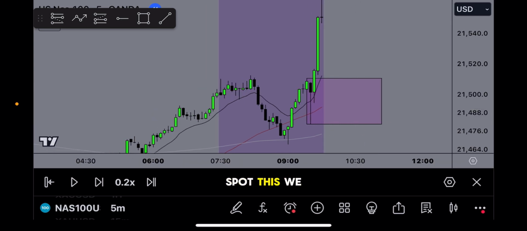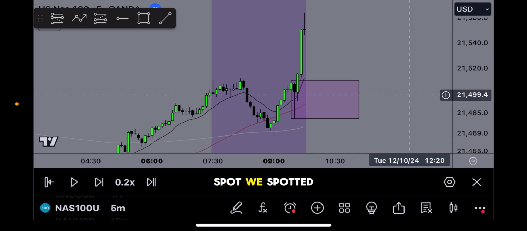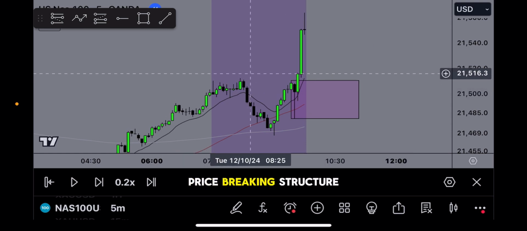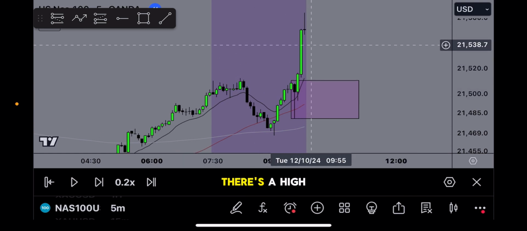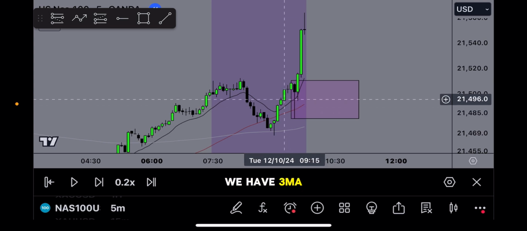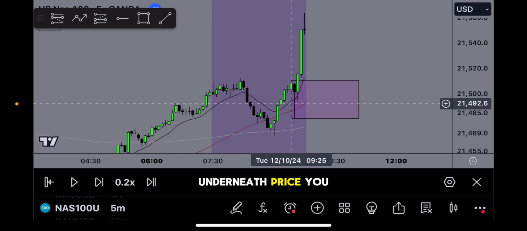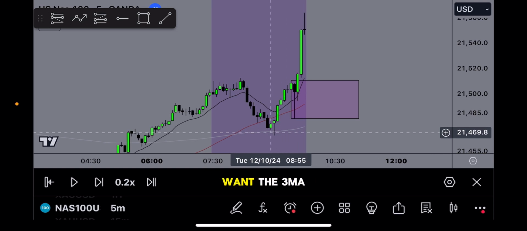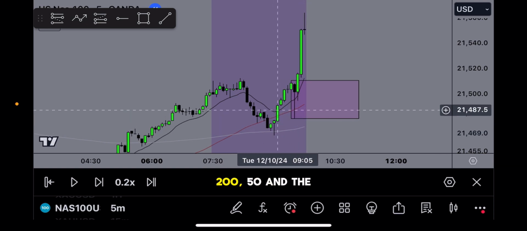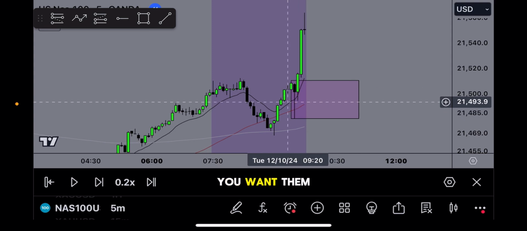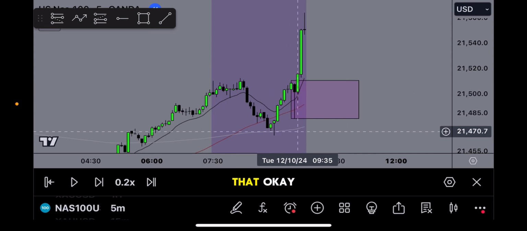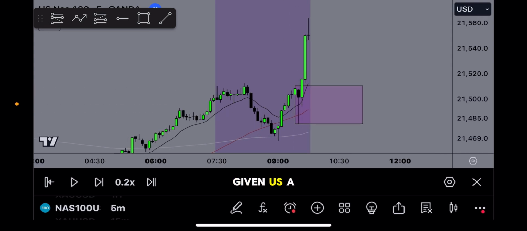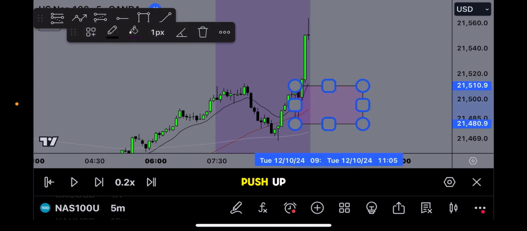Now, once we spot this, we spotted a demand zone. Price breaking structure, we have a gap. There's a high probability demand zone. We have 3MAs underneath price, kind of separated too. That's how you want the 3MAs to be. You want them to be in order: the 250 and the 13MA, just like that. So that's already given us a good indication that price is most likely going to push up.